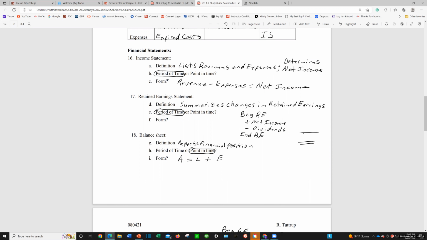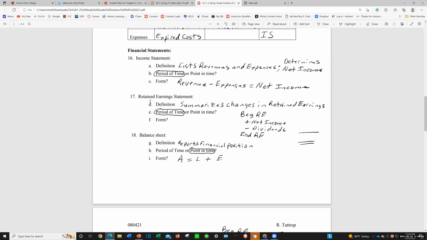Is it for a period of time or for a point in time? It's for a period of time. So you'll see for the month ended December 31, or you'll see for the year ended December 31. The only one that just has the date is the balance sheet, so you can keep that in mind. That one is going to be point in time. Anyway, what's the form? It's simple. Revenue minus expenses equals net income.